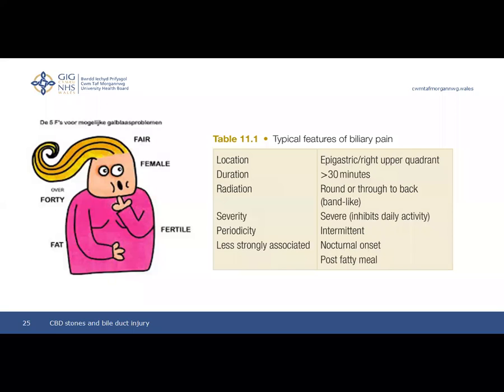And the periodicity is usually intermittent, and it's less strongly associated with nocturnal onset and post fatty meal. Usually we used to say that it triggers with a fatty meal, but there is less evidence saying that it triggers with a fatty meal.